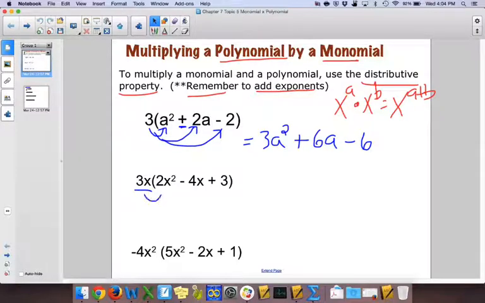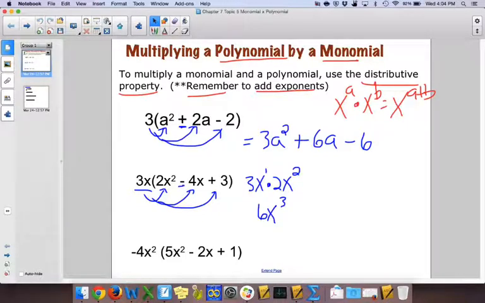Okay, the next example has a monomial, or one-term thing, with a variable. So we've got to be careful now. When we distribute all of these things, we have to use the exponent rules if they apply. So 3x times 2x squared. Well, that's going to be 6x to the third, because that's like x to the 1.